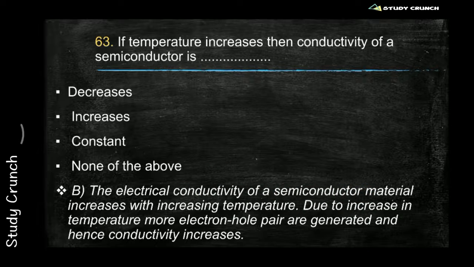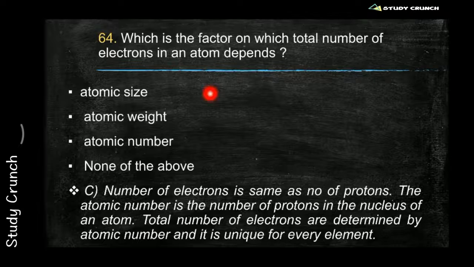Next, which is the factor on which the total number of electrons in an atom depends? So it will depend on the atomic number, as the number of electrons is the same as the number of protons. So the atomic number is the number of protons in the nucleus of an atom, and the total number of electrons is determined by the atomic number.